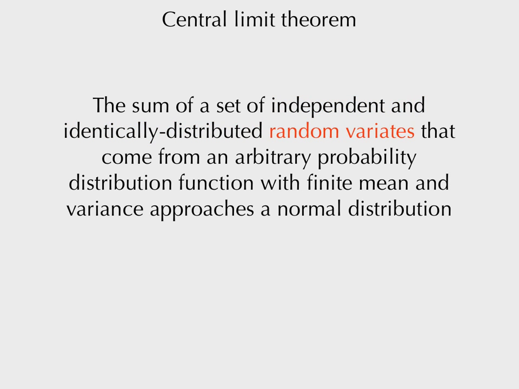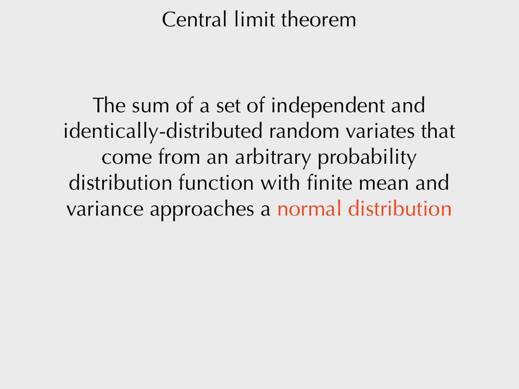Okay, random variates, random numbers. Arbitrary probability distribution function. What does that mean? Pick a function, any function. It's a very strong statement: pick any function in the world. Well, a minor exception: it has to have finite mean and variance, which all the familiar functions have. There's a function called a Cauchy function that doesn't have this, and a few others like it, but in general, any function you throw at it would be like this. And if this happens, it approaches a normal distribution.